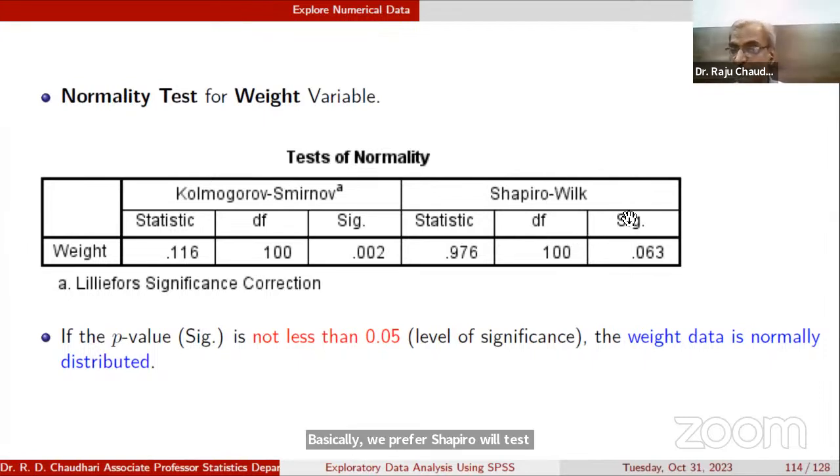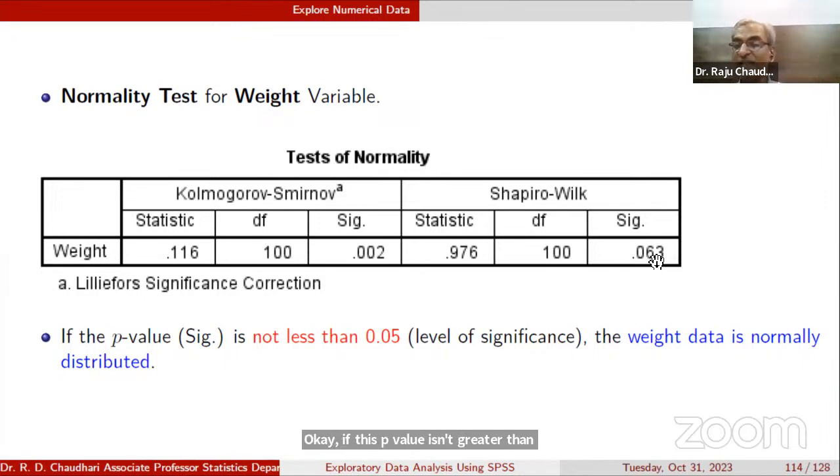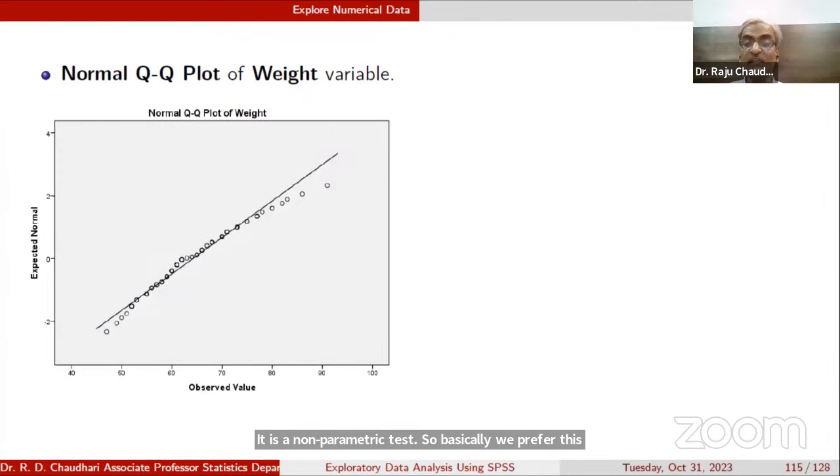So here, this is the p-value of the test. Significance value, that is the p-value. If this p-value is greater than 5%, we say that the data is normally distributed. Look at this. The p-value is not less than 5%. The Kolmogorov-Smirnov is an approximate test, right? It is a non-parametric test. So basically, we prefer this Shapiro-Wilk test. Okay, so it is for testing the normality.